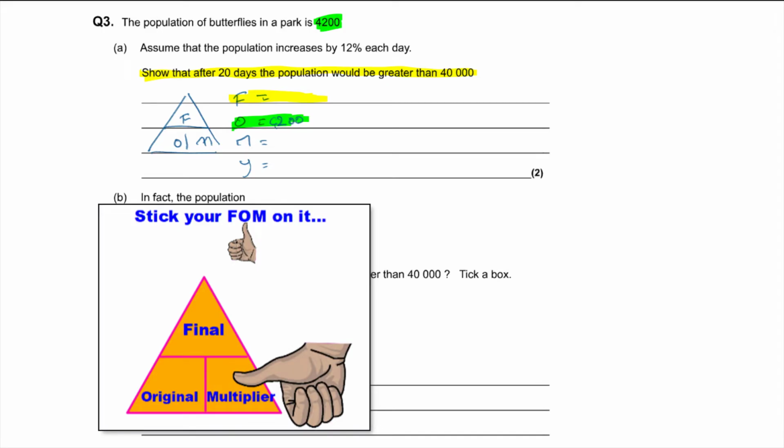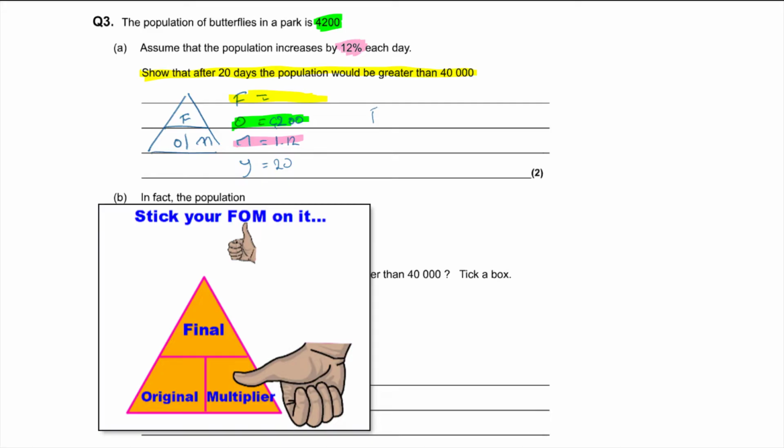Okay, what is the multiplier? We're talking about a 12% increase, and that as a multiplier would be 100% plus 12%. That's 112%, or 1.12 as a multiplier. And years, or it's days in this case, but I'm just going to write years, is 20.